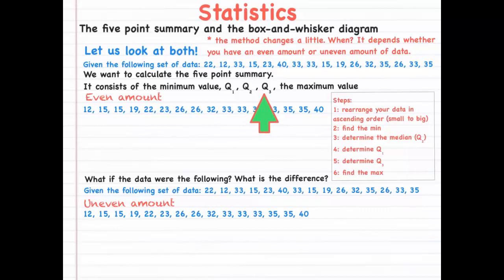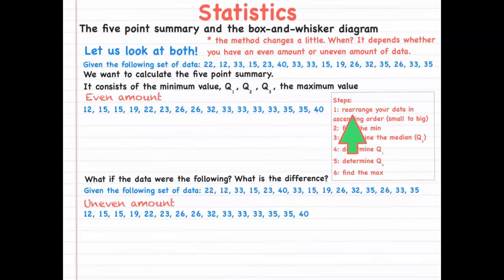And then the last value for our 5-point summary is the maximum value, which is the largest number in our data set. Okay, great. So the minimum value, Q1, Q2, Q3, and the maximum value. Okay, that is our 5-point summary. Don't forget it, because you have to calculate these before we can draw a box and whisker diagram. Okay, so now I'm going to show you how to calculate these 5 points.